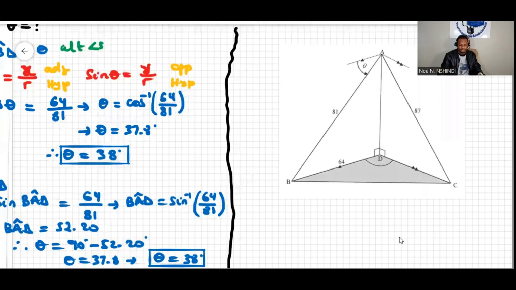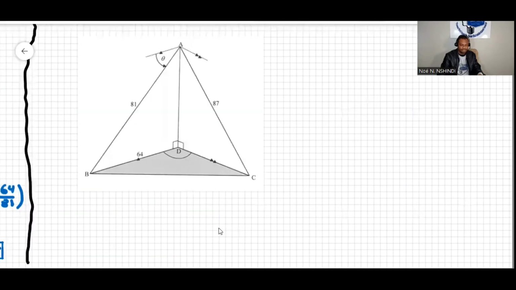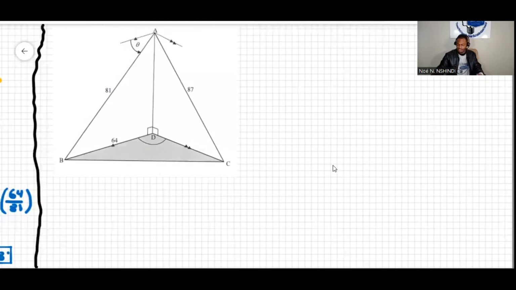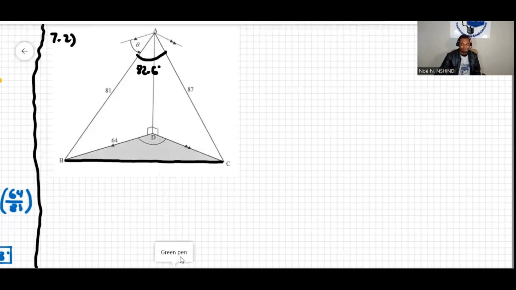Okay, here's the diagram. The angle is given as 82.6 degrees, and now we want this side BC. So that's 7.2. I said we're going to use the cos formula because you have an angle here, and then these sides are equal.